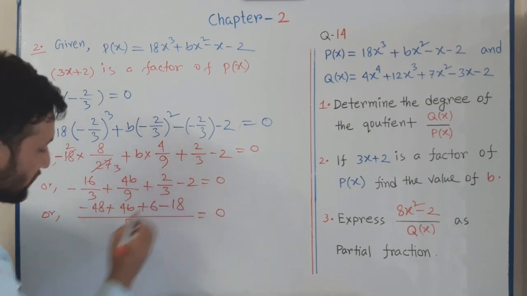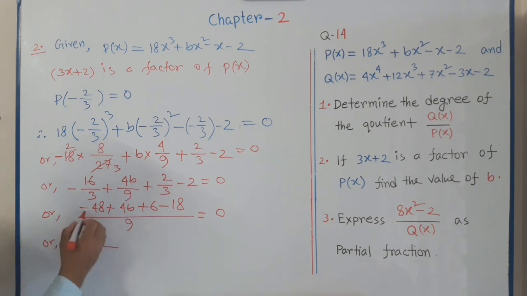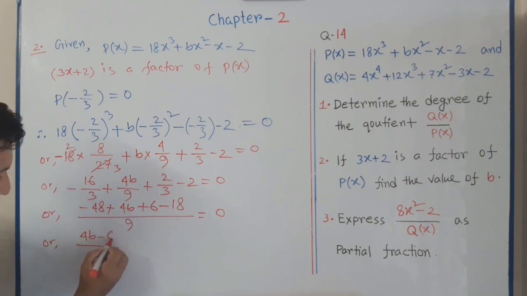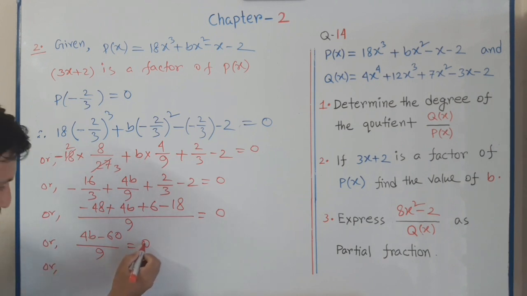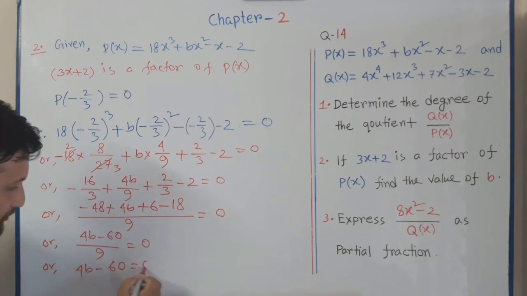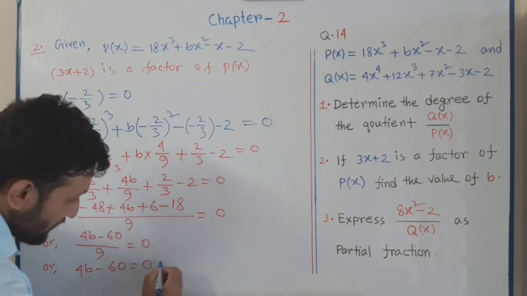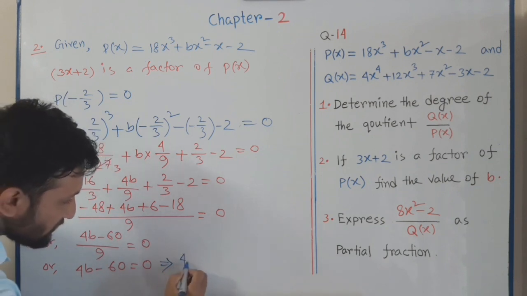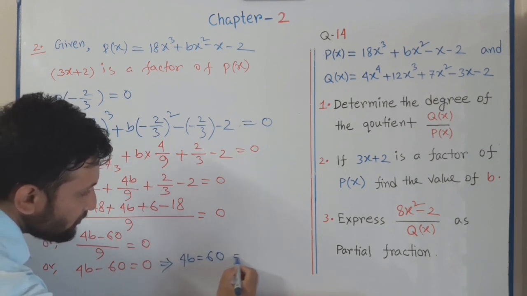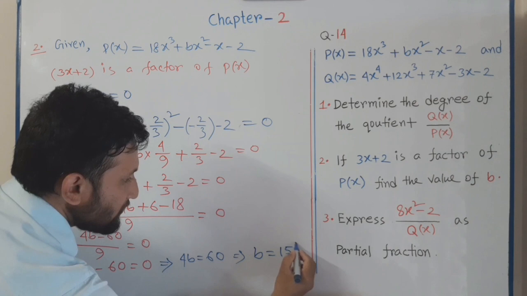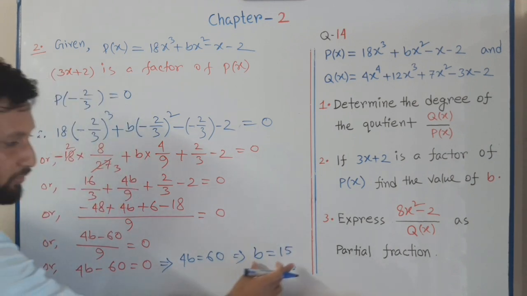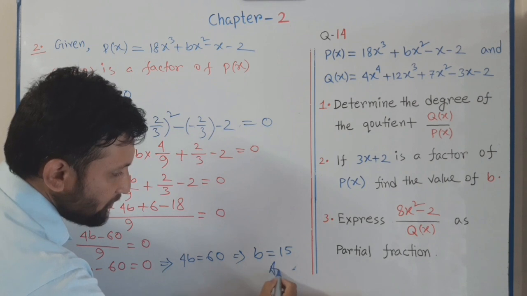So 18. So by simple calculation, here see that in the numerator we can get 4b minus 60 divided by 9 equal to 0. Also we can write, by cross multiplication, 9 into 0, that means 0. So 4b minus 60 equal to 0. Okay. So next we can write 4b equal to 60, also 60 divided by 4. So we can write b equal to 15. This is our required solution. The value of b is 15. So I hope everybody is clear.